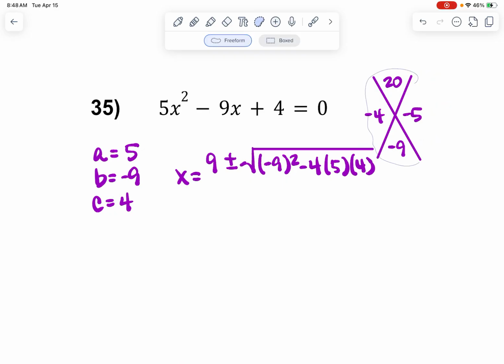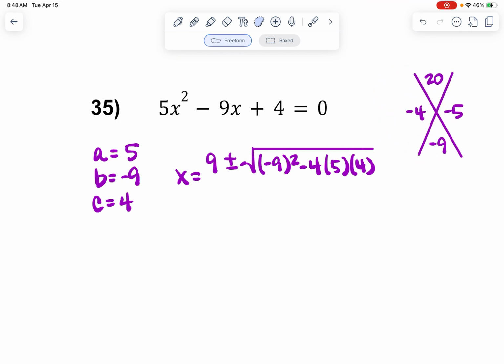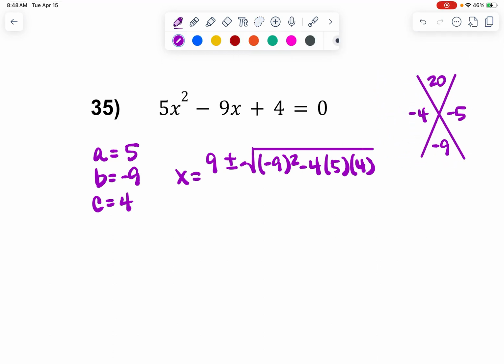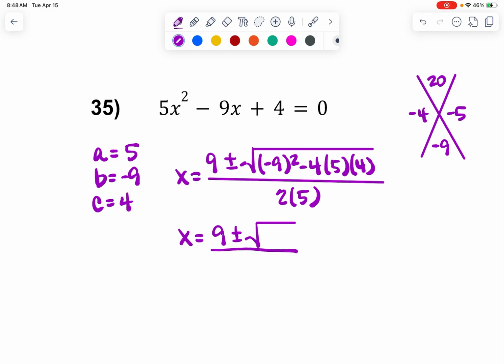Sorry, I'm going to move this over here. There we go. All right, all over 2a. So 2 times 5. All right, and I just do the same thing over and over and over again, right? I get my little template going here on step number 2. Go ahead and multiply my 2 times 5 in my denominator to get 10.